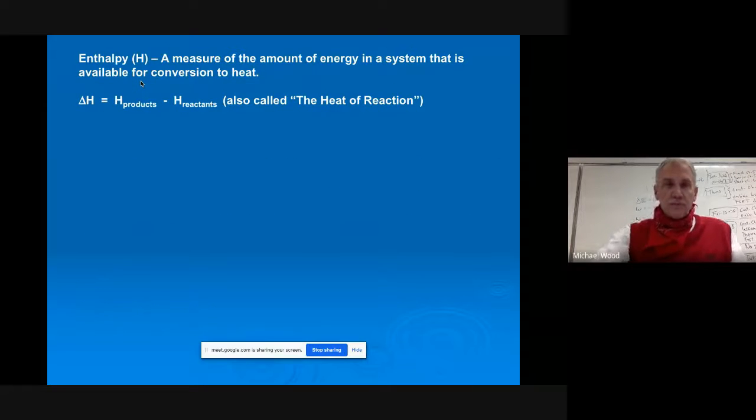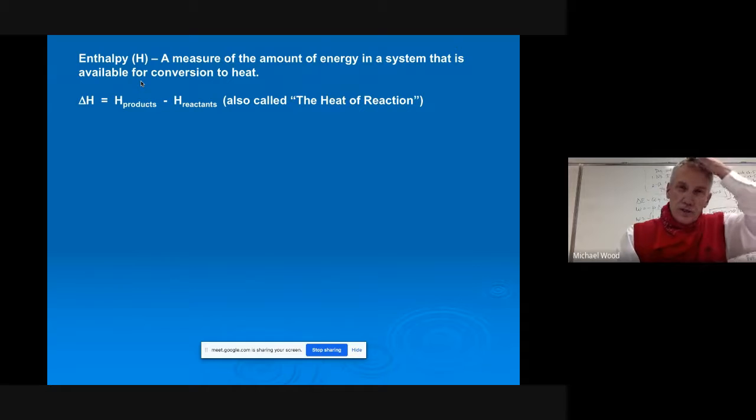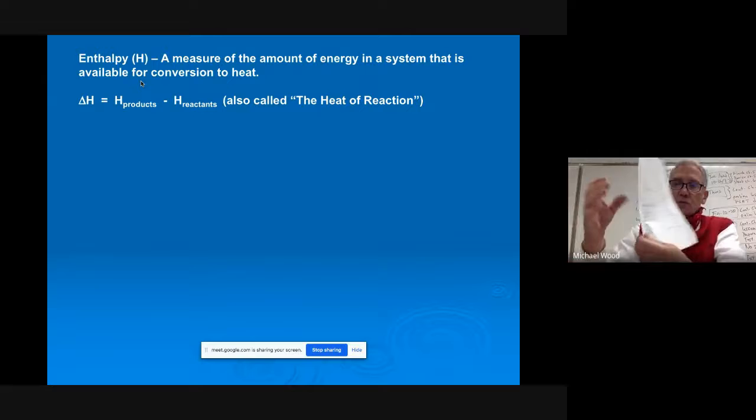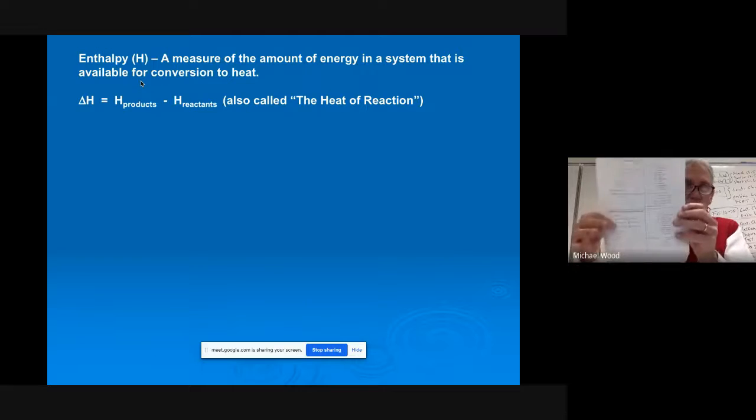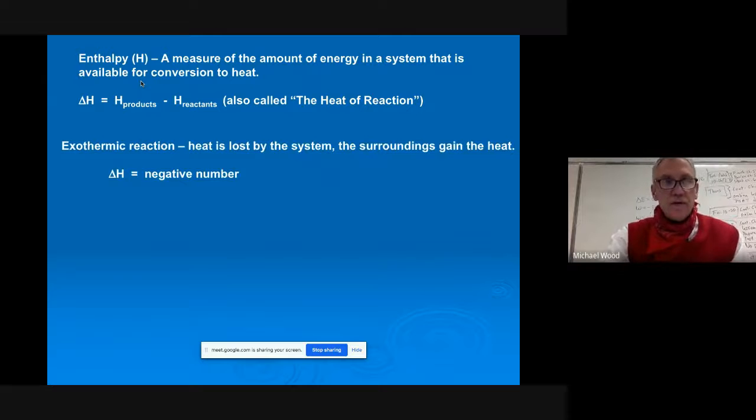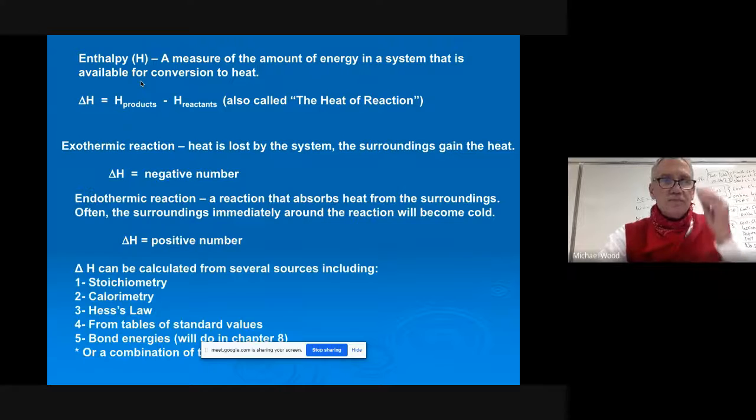If I talk to anybody that's taken chemistry, this is where they would note this. Enthalpy is a measure of the amount of energy in a system. I always think of it as heat. So delta H is equal to H of the products minus H of the reactants, and we're going to come back and talk more later. On the back of the formula sheet, it's called the heat of the reaction. Like we said, in an exothermic reaction, the heat is lost by the system and the surroundings gain the heat. So in this case, exothermic, the delta H is negative. The system has lost energy.